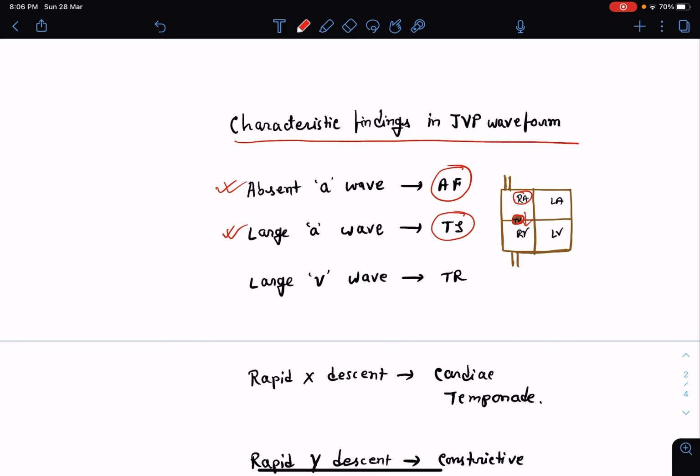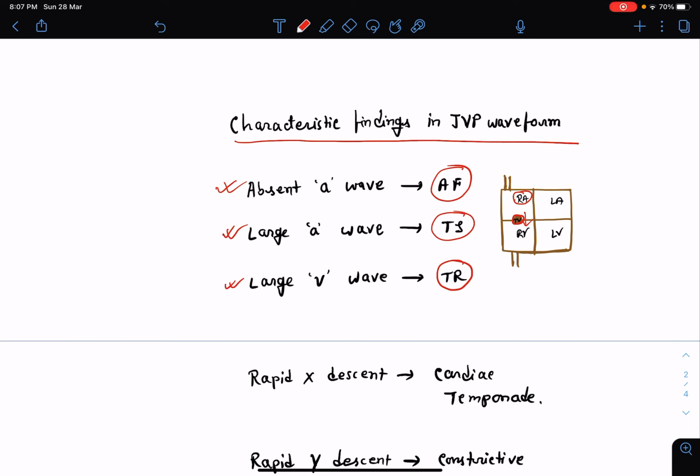Other than tricuspid stenosis, conditions like right ventricular hypertrophy or pulmonary hypertension, pulmonary stenosis, in all these cases also there will be a big A wave. Now coming to the V wave, the V wave can be large in case of tricuspid regurgitation. As we have already discussed, why there is V wave. V wave is because of the filling of the right atria.